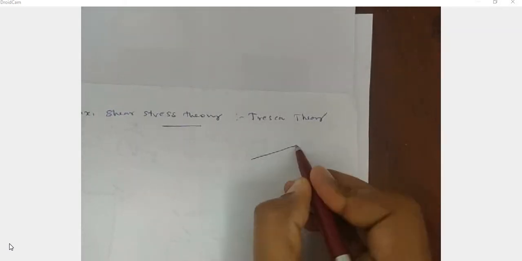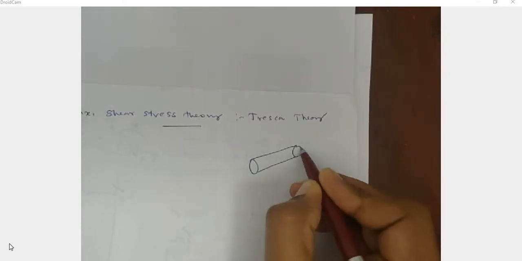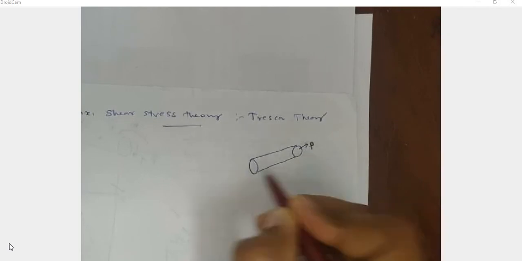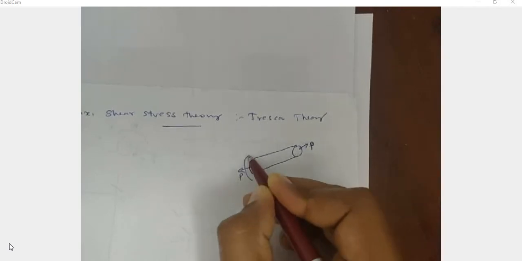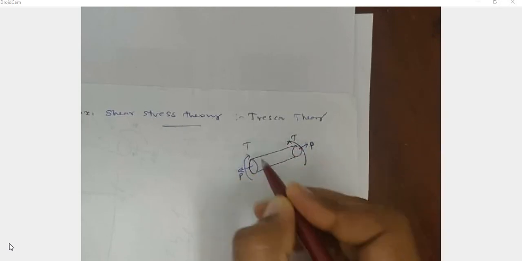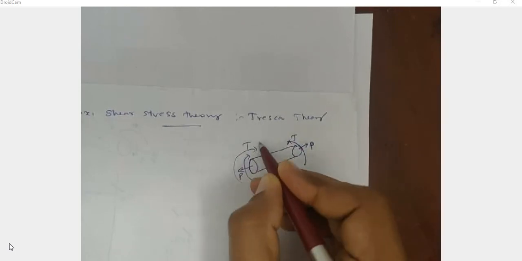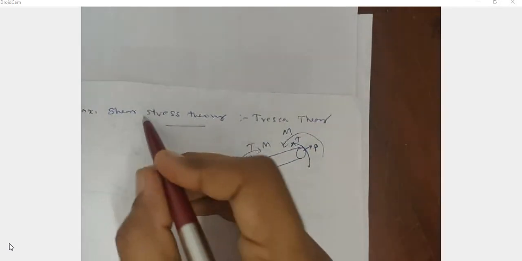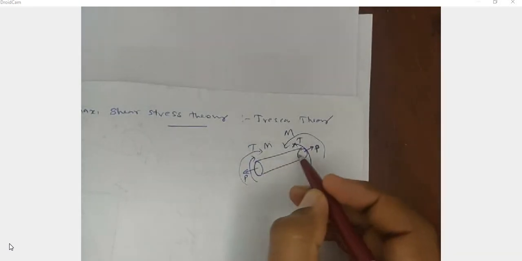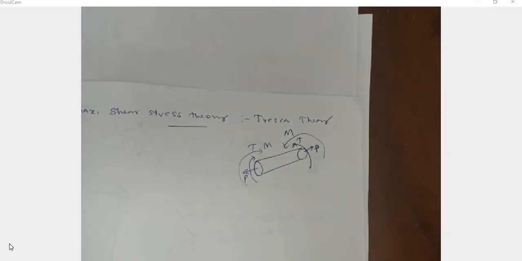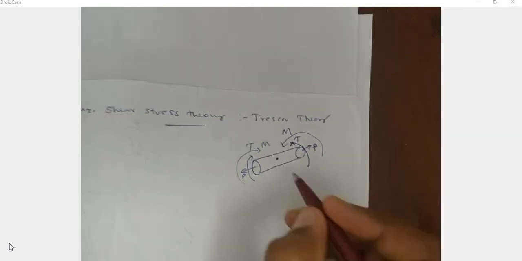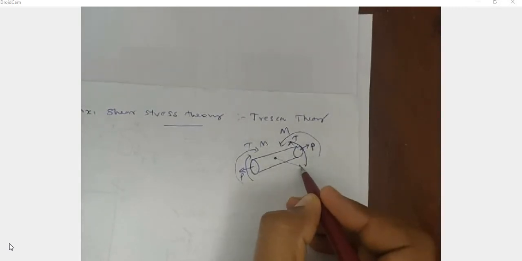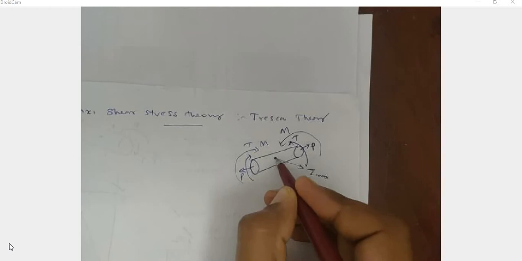So again, we can draw the complex loading condition. So this is another complex loading condition. The load P is acting and the body is subjected to torsion T and bending M. So this is a complex loading condition. According to the maximum shear stress theory, at any point on this body, a maximum shear stress is developed. For example, on this point, a shear stress tau maximum is developed. That is the point where the maximum shear stress is developed.